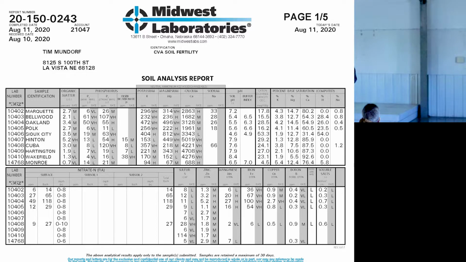What we used to do at Midwest Labs is we'd give full credit for that first 8 inches because we figured that's still going to be there. We only gave 75% credit when we made our formulas for that deep sample because we figured some of that was going out of the root zone.